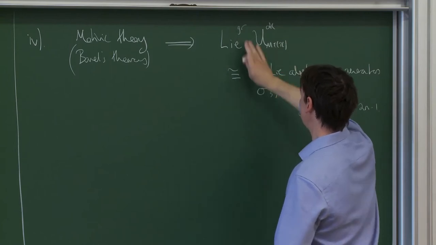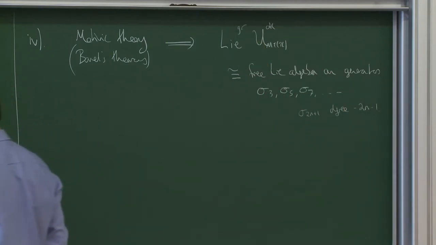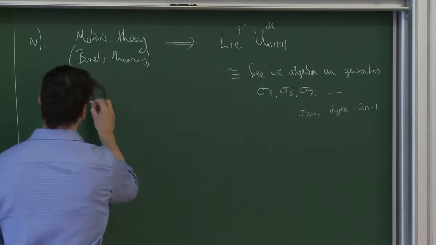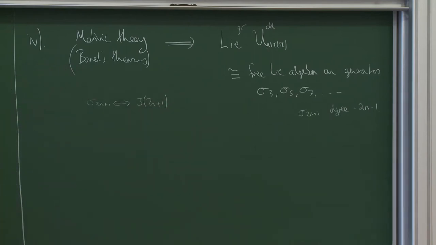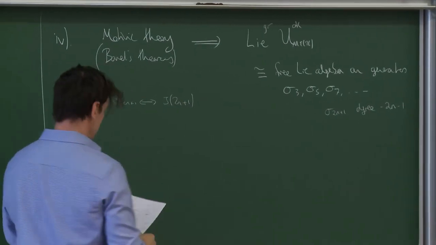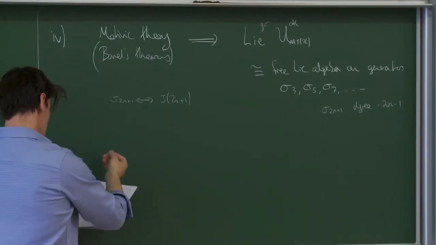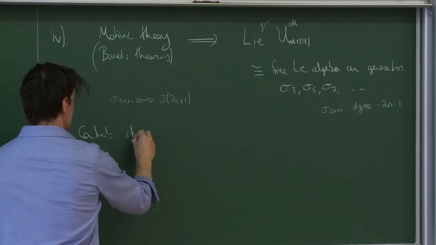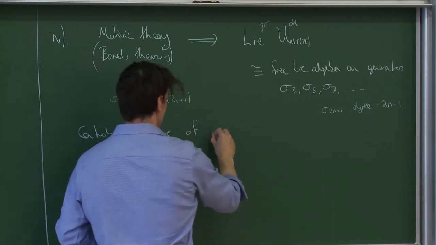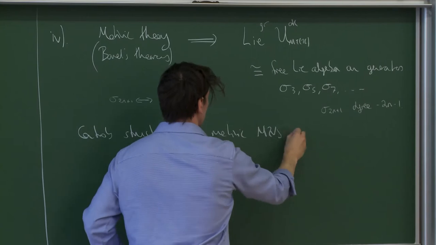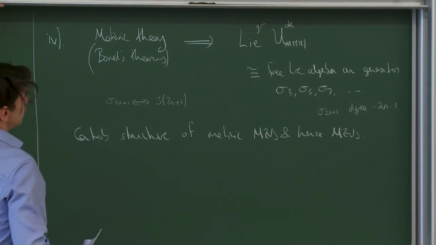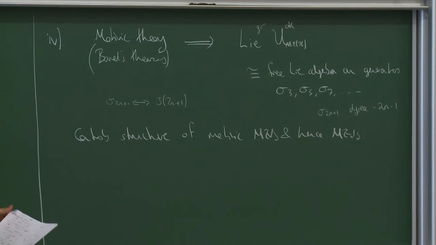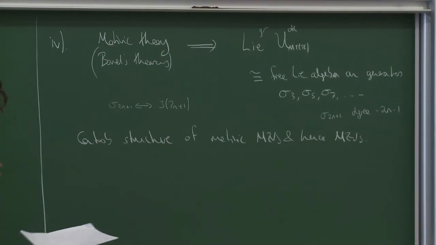Graded. If you don't like it, you can put the completion of the free Lie algebra on these elements. So these sigmas correspond in some sense to the odd zeta values, which in turn control the structure of the whole ring of multiple zeta values through this mechanism. So this Lie algebra controls the structure of motivic MZVs and hence all MZVs. So you get from this, I don't want to do a whole course on this, but you get upper bounds for the dimensions of the space of numbers in this way.